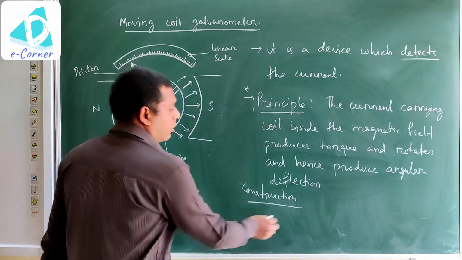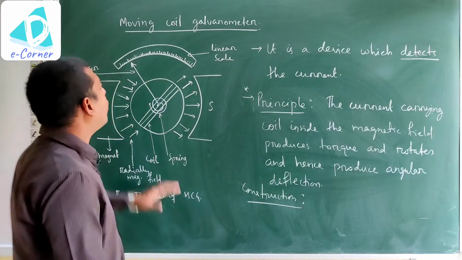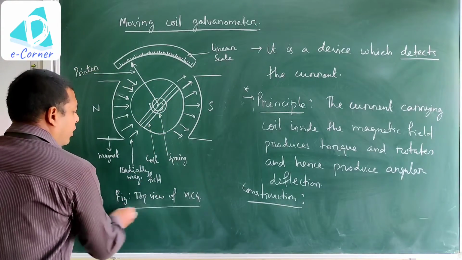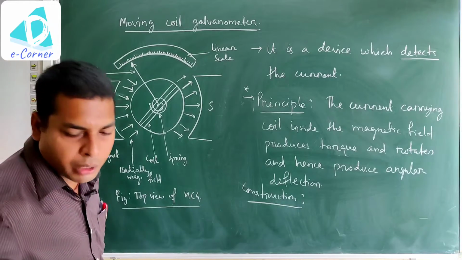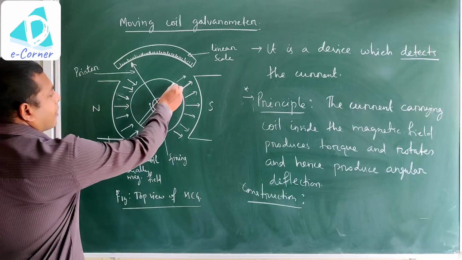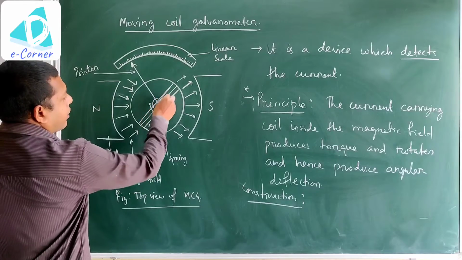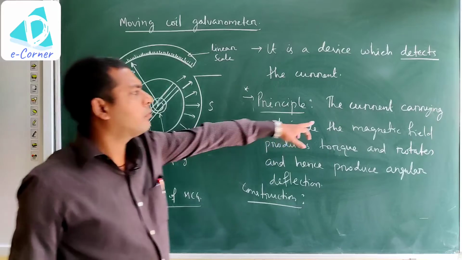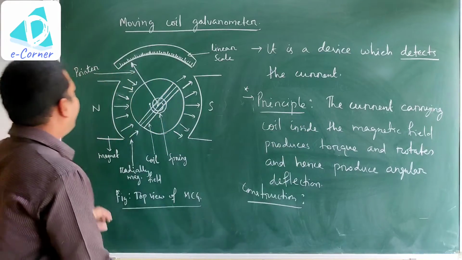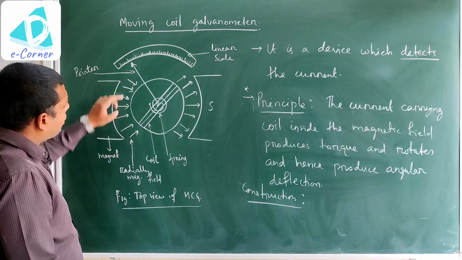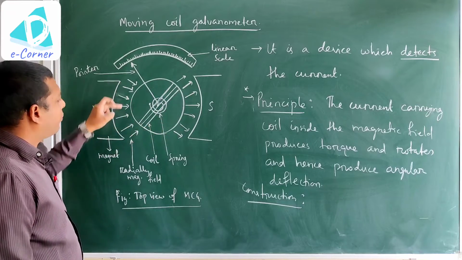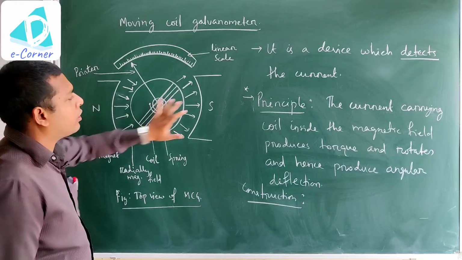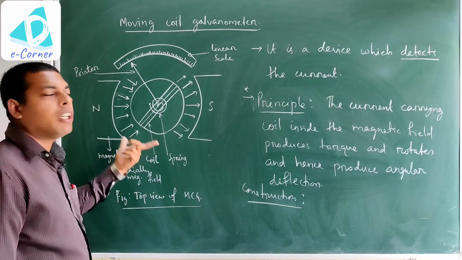The construction, the diagram of the moving coil galvanometer, I have shown in the figure. It is the top view of the moving coil galvanometer, in which these lines are the rectangular coil, and all these are what? Magnetic field. This arrow and this arrow are magnetic field. This is the north pole, this is the south pole. Permanent magnet we have fixed.